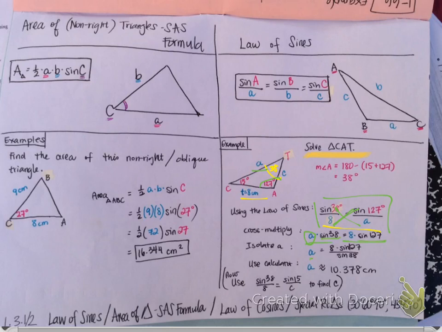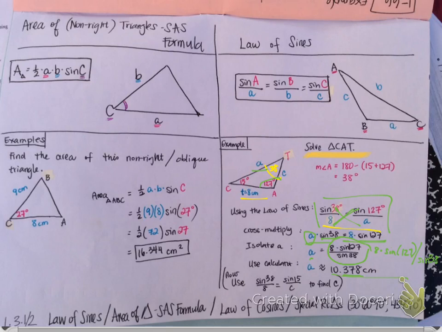Once I do that, A is by itself, so A equals 8 times sine of 127 divided by sine of 38. This beast I could put into a calculator by typing in 8 times sine of 127, make sure you're in degree mode, divided by sine of 38. Your calculator should tell you a long number, but you just round off to the nearest 0.001, so you should get 3 decimal places. So your answer is 10.378.